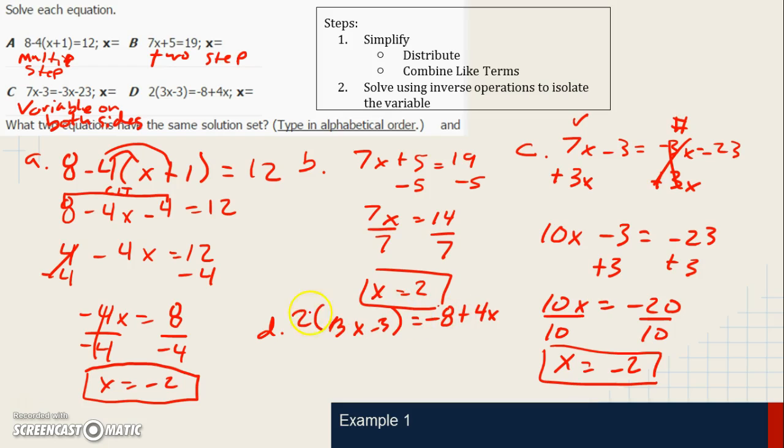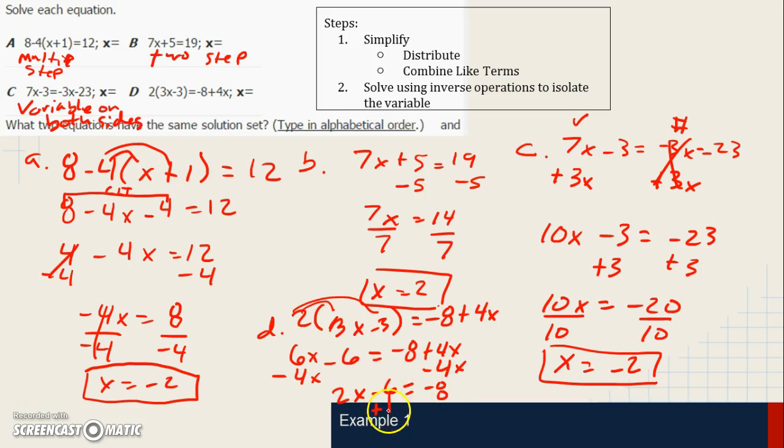So the first thing that we're going to do with the multi-step is to simplify it down. So we have 6x minus 6, we're going to distribute that 2, equals negative 8 plus 4x. And now we can eliminate the variable term on one side. I'm going to choose this side, so I'm going to use inverse operations to eliminate the variable term. Here we have 2x, so now I have 2x minus 6 equals negative 8.